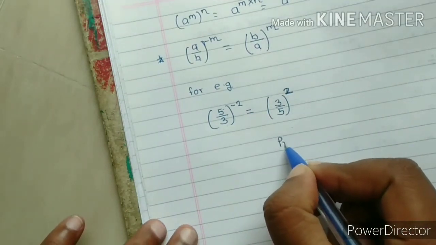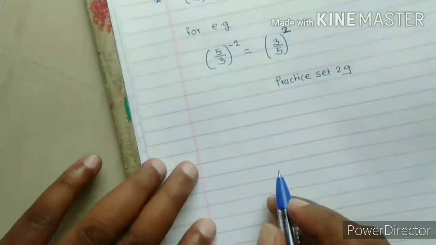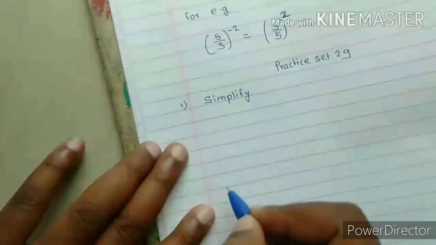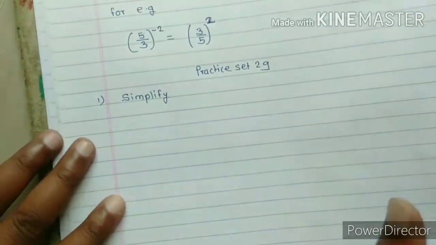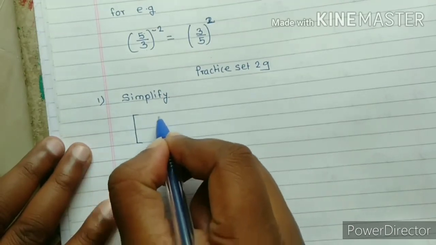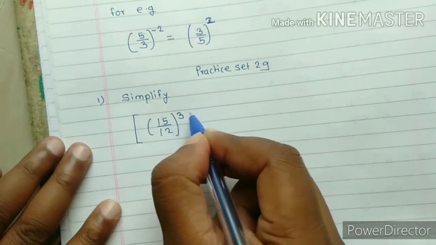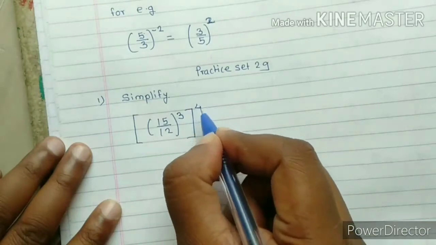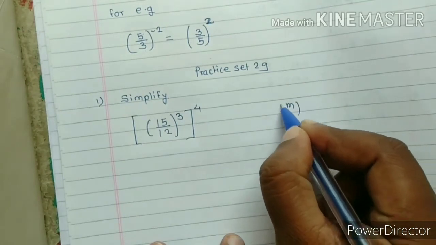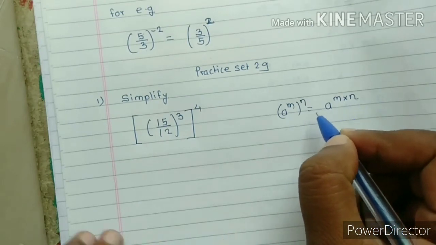Practice set 29. First question is simplify. Inside the square bracket, (15 upon 12) raised to 3, bracket raised to 4. Here which law is used? (a raised to m) raised to n is equal to a raised to m into n. This law is used here.